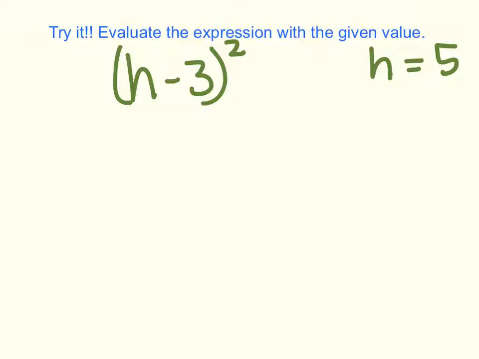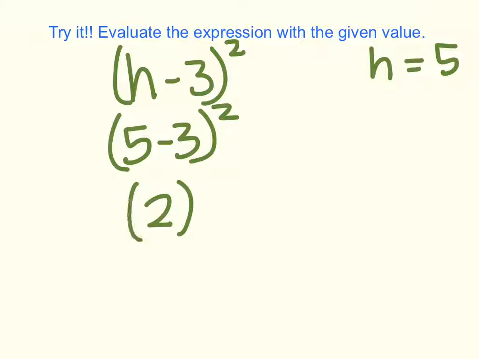Okay, so if I substitute 5 in here for h, now I have 5 minus 3, and then I'm going to square all of it. 5 minus 3 gives me 2, and then I have 2 squared, and that's 2 times 2, which would equal 4. And there's my answer for that problem.